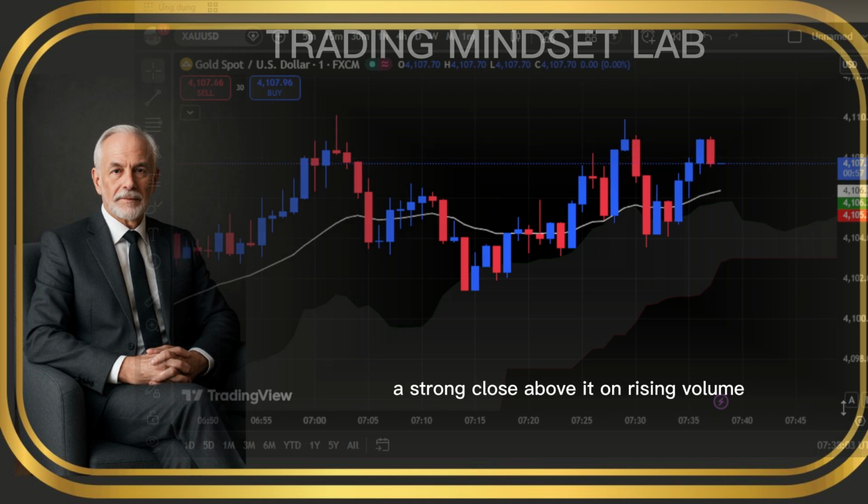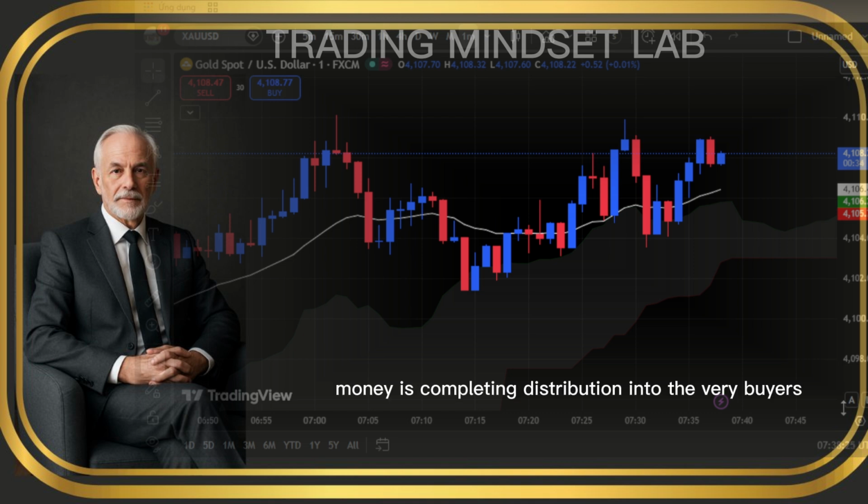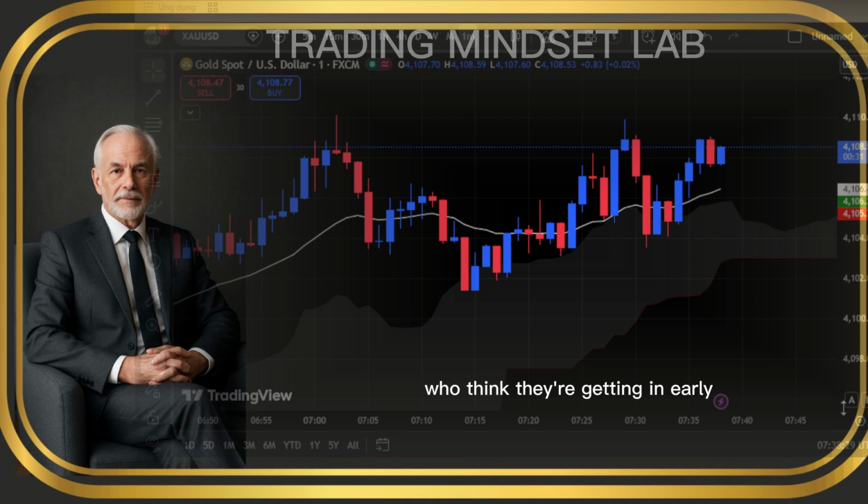A strong close above it, on rising volume, is your green light that markup has actually started, not just a temporary bounce. Step 4. Apply the same logic in reverse when a stock has been running hard and euphoria is peaking. Watch for a sharp breakout above the recent high that fails to hold, an upthrust, because that's frequently the exact moment smart money is completing distribution into the very buyers who think they're getting in early.